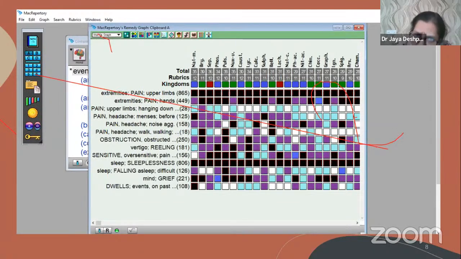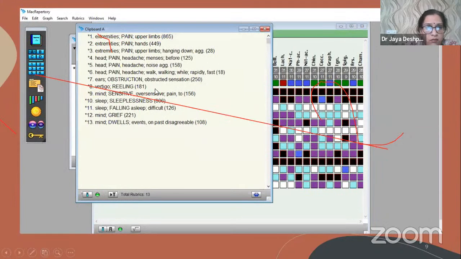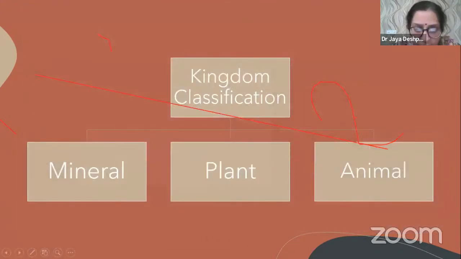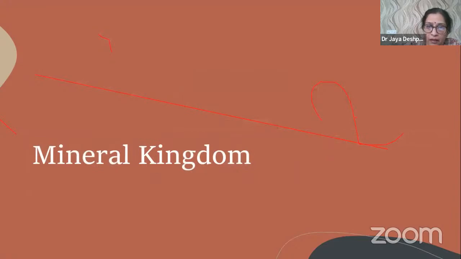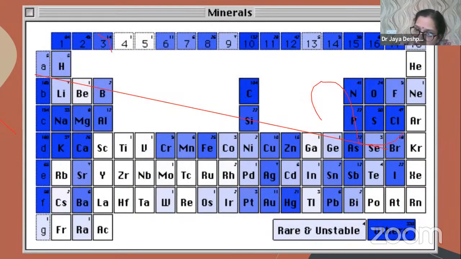So now with this case, I would just try to explain the kingdom classification. I'll just give a brief touch upon the entire kingdom classification, and specifically because I have this mineral case with me, I'll go with the mineral kingdom. As we said, in kingdom classification we have these three kingdoms: minerals, plants, and animals. And the mineral kingdom means the entire periodic table. All the elements in nature come under the periodic table.